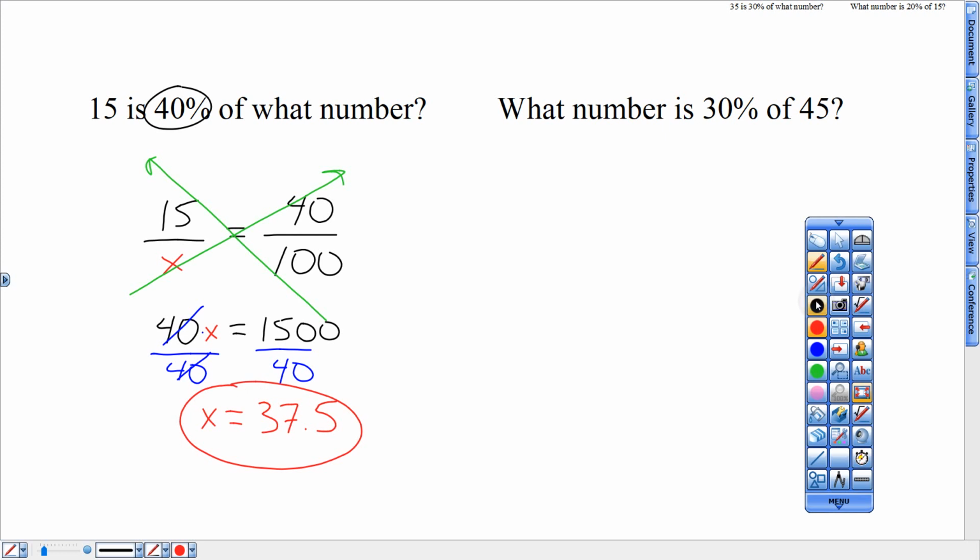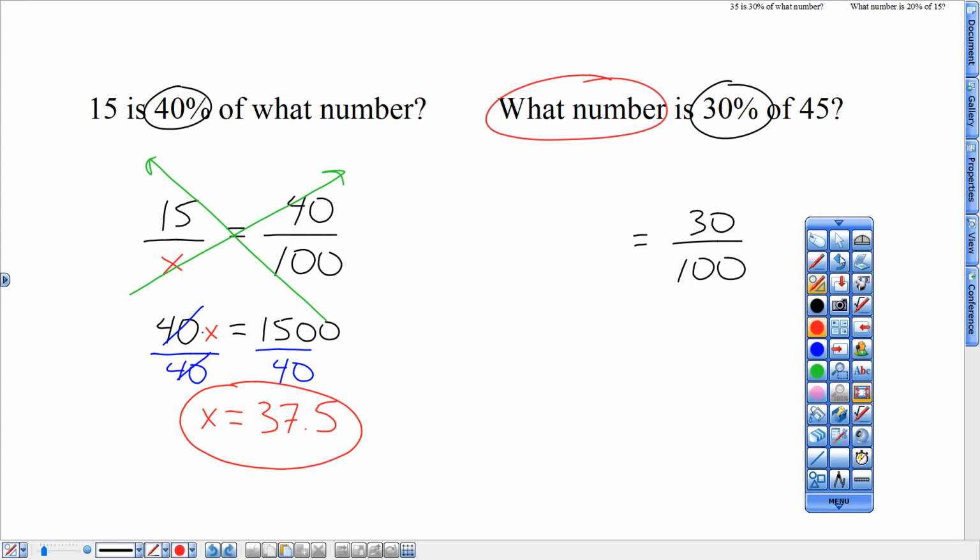All right, one more here, then have you try a set. Anytime I give you a percent, automatically over 100. Whatever is listed or asked first, whether it's a number or what I'm trying to find, that's on top. Whatever's after the percent goes on the bottom. It always works that way for these problems. So here we go. I don't know what number that is up there, so I'm going to make that an X for this one. And then I know that this 45 goes right here. And again, this is another problem.